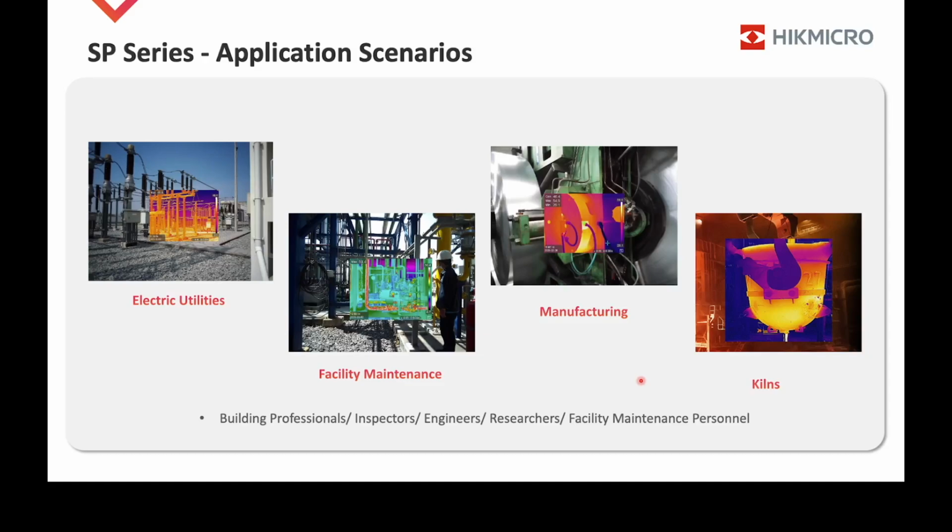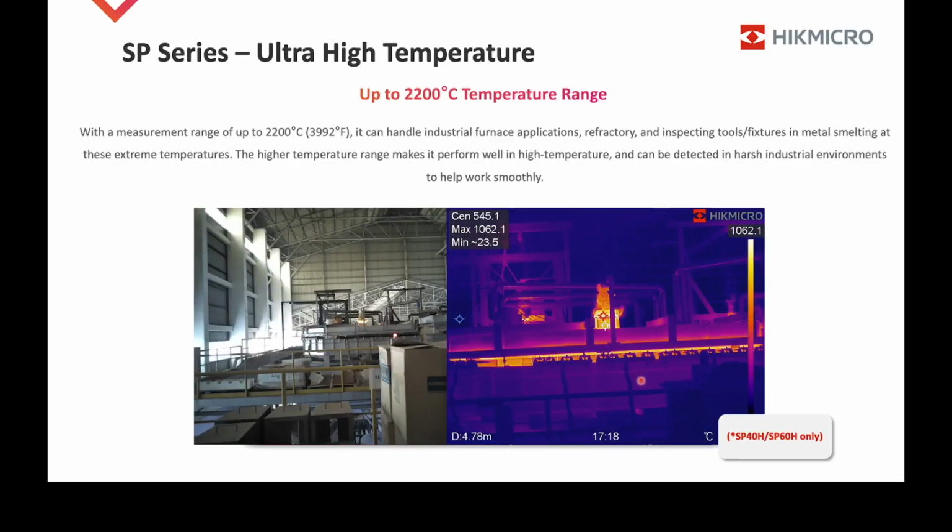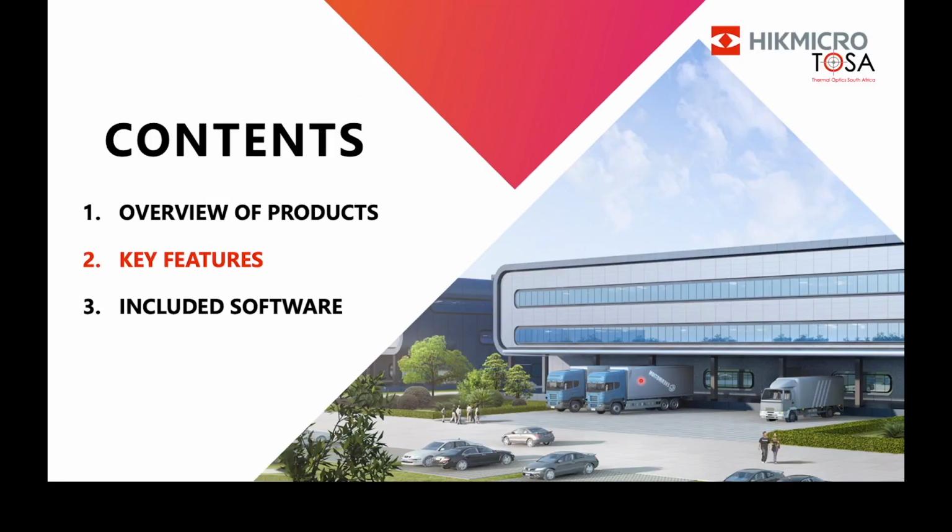On the far right hand side you can see a kiln, and the SP series is particularly suited to that because in this particular series we have a high temperature capable device as well. There you can see the SP series. It can measure up to 2200 degrees C, and you can see a factory there with a kiln and the person zooming in on the kiln using the SP series.